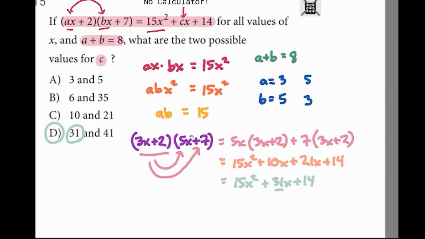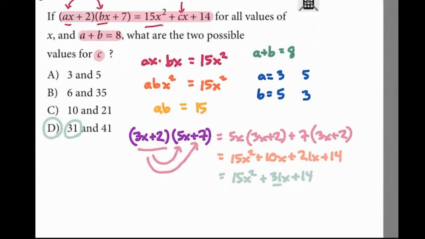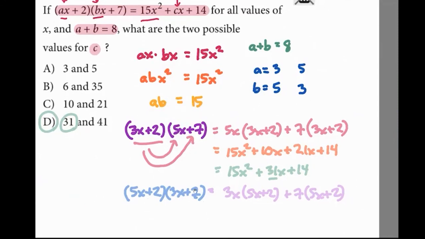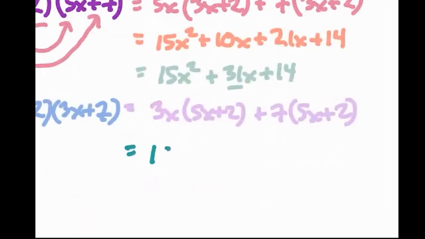But you also have to flip-flop the a and the b because the problem doesn't say which one is which. So if you flip-flop the whole thing and you did 5x plus 2 and 3x plus 7, I'm just going to do this really quick. You get 3x times 5x plus 2 plus 7 times 5x plus 2. Again, I just distributed. Then you're going to be left with 15x squared plus 6x plus 35x plus 14.